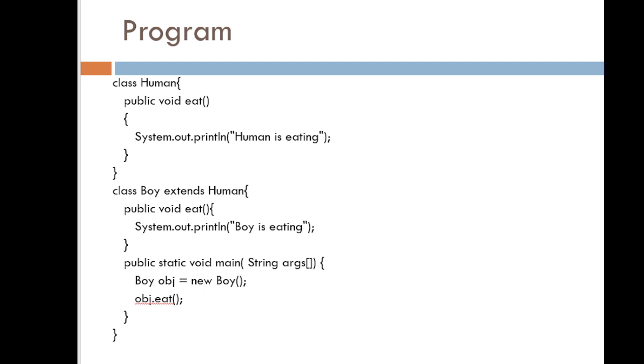Now you'll make the object of the base class or derived class. I told you that the object should be of your derived class. So Boy is your derived class.